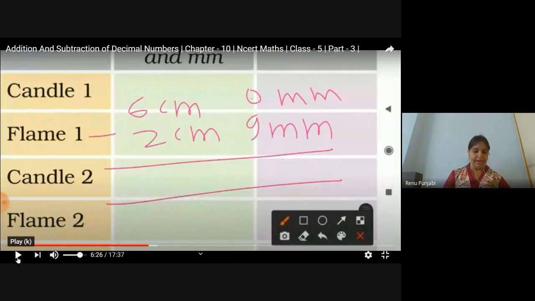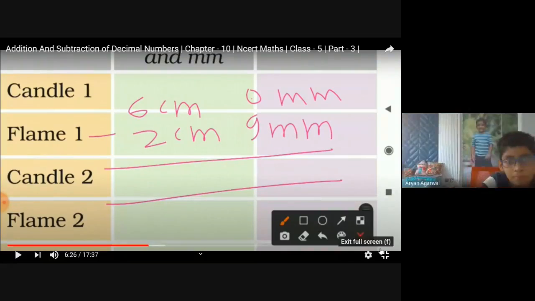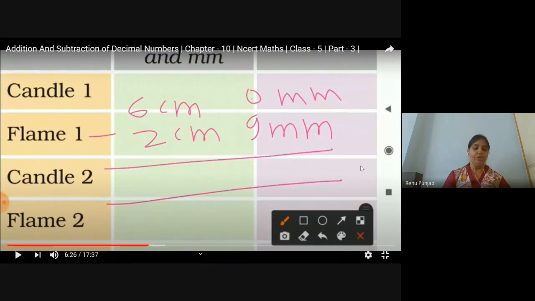Then you have to find the difference in the length between candle 1 and candle 3. You know how to subtract the decimal numbers, because centimeter is the whole number and millimeter is in the decimal. Yes or no, children? Yes, ma'am. So you have to find out the difference. Difference means minus करना है आपको between the candle 1 and candle 3.